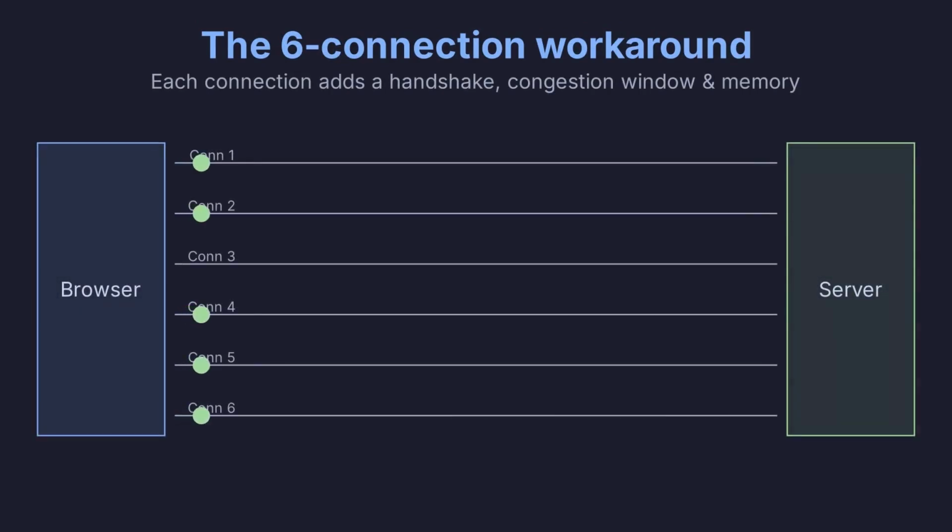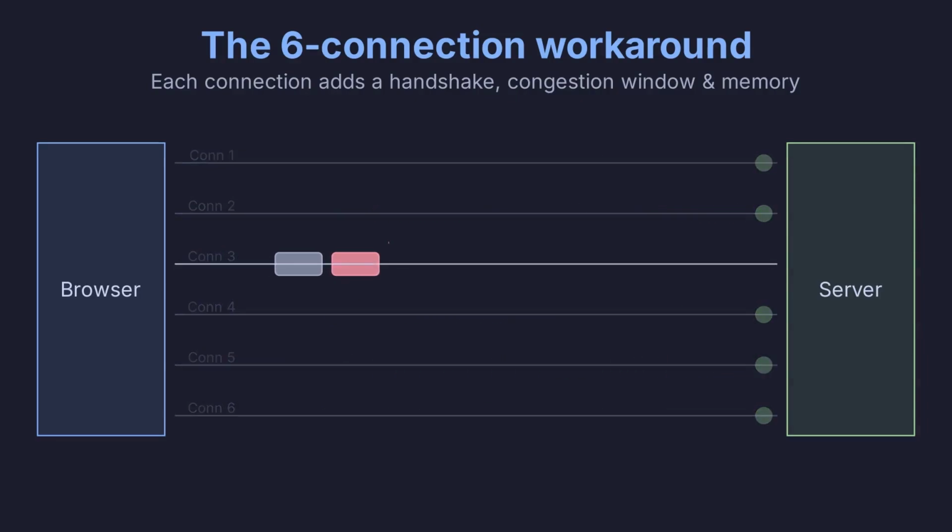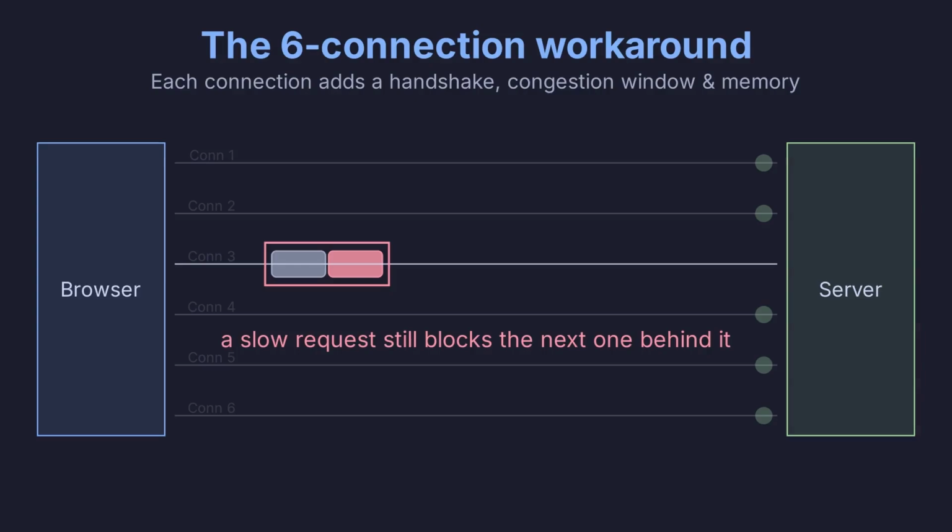That helped, but 6 connections is costly. Each connection has its own congestion window, its own handshake, its own memory overhead, and you still could get stuck. If one request on a connection was slow, the next one queued behind it had to wait.